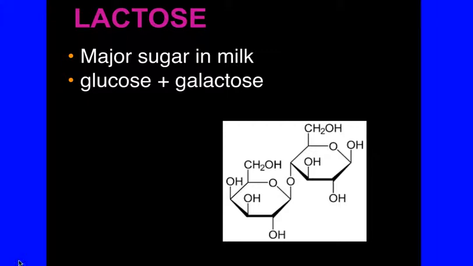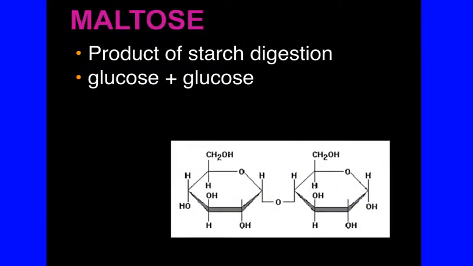Lactose is a major sugar found in milk. Lact means milk, and we get lactose when we combine glucose and galactose together. So here in this picture are our 2 single sugars, and they're combined together here with this oxygen in the middle. And then maltose is a product of starch digestion, and it is formed when we combine glucose and glucose together. Here are our 2 single sugars, combined together again with the oxygen in the middle.